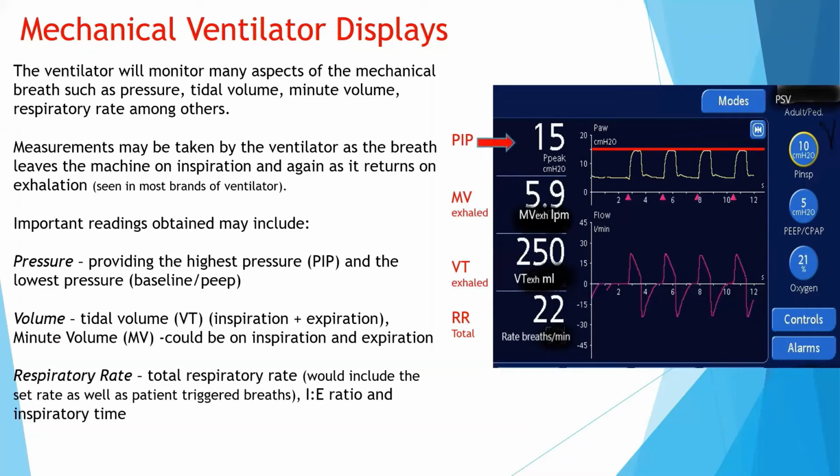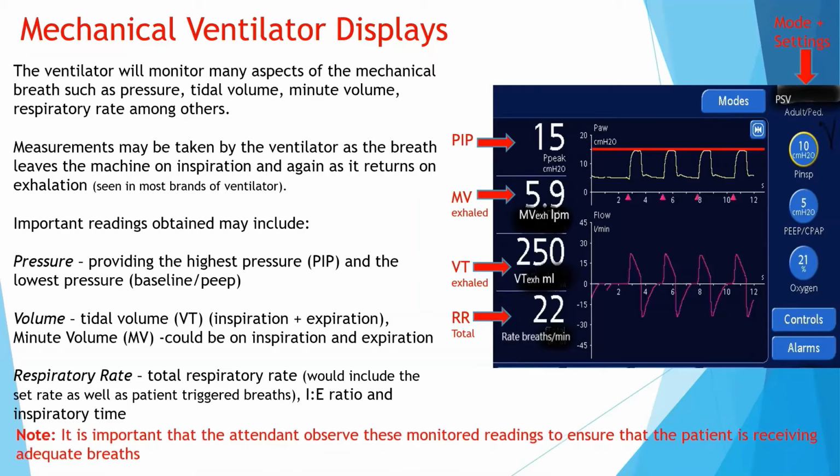So here in this example, we can see PIP, it's called P peak on this machine. The exhaled minute volume is 5.9 liters per minute. The exhaled tidal volume is 250. The respiratory rate is 22 breaths per minute, and that would be total rate. The mode and the settings: this is a pressure support mode, a pressure level of 10, a PEEP of 5, and a FiO2 of 21. It is important that the attendant observe these monitored readings to ensure that the patient is receiving adequate breaths.